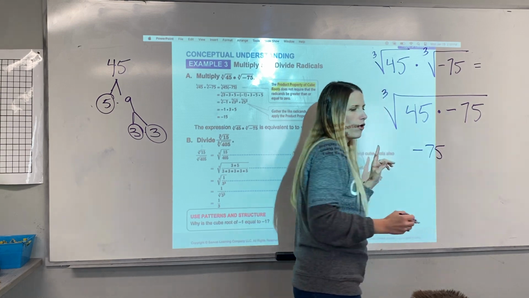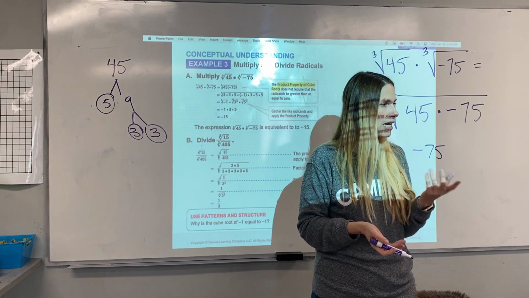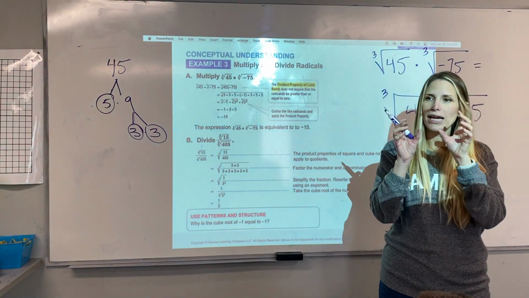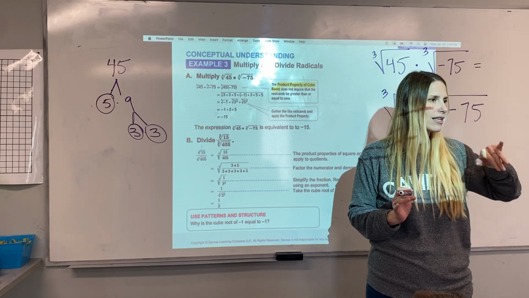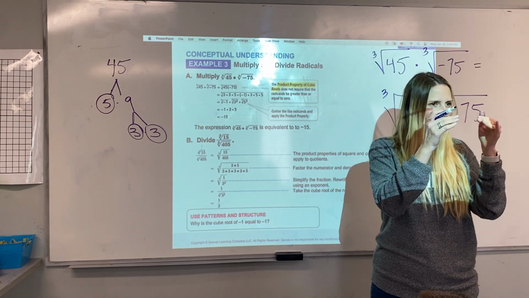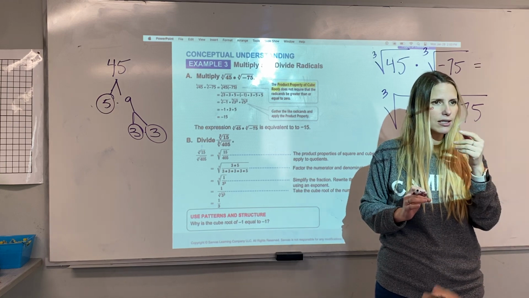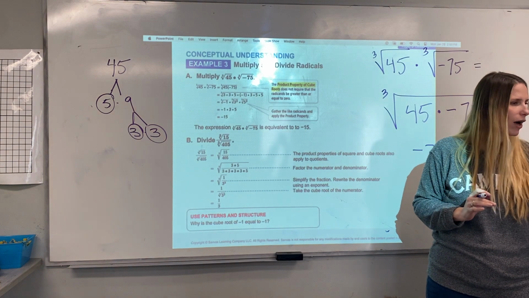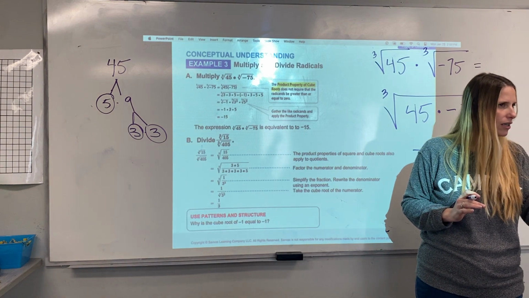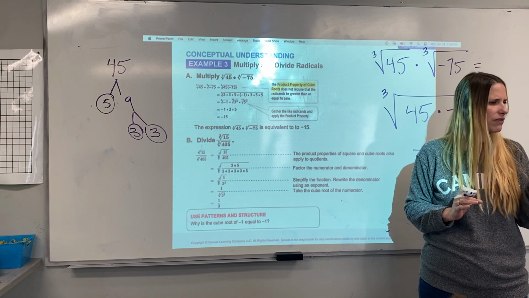Negative 75. We have a negative number, which means a negative is being multiplied times a positive. Before we break it down into all those prime factors, let's factor out the negative. How can we do that without breaking it down into smaller factors? You just take it out: negative times a negative 1. A negative times a negative is a positive.